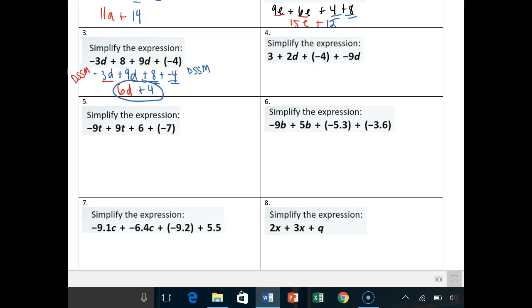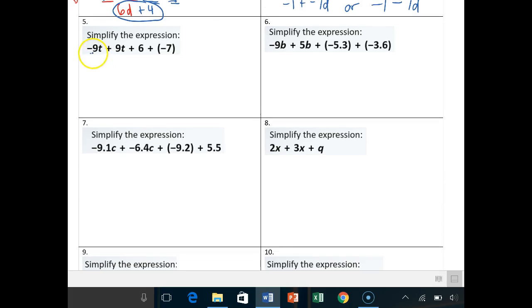Okay. Now, if you don't want to move stuff around, then you can just practice underlining and making sure that you add, because I realize writing that additional step sometimes can be a little bit tedious. So you can just underline, right? 3 plus 2d plus negative 4 plus negative 9d. Like term, like term. 3 plus negative 4 is negative 1. 2d plus negative 9d is plus negative 7d. You could write that, or you could write negative 1 minus 7d, okay?